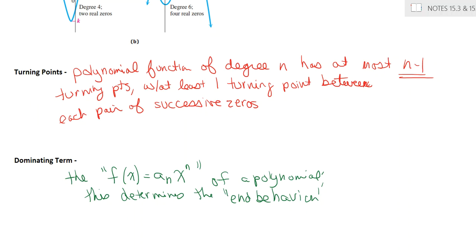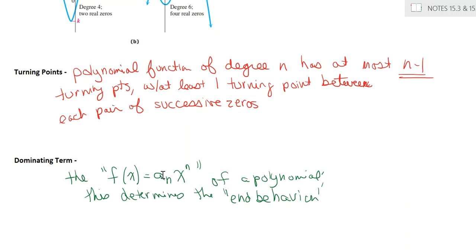So basically what that means is whatever the degree of the polynomial is, if you subtract 1, that's at most how many turning points it could have, with at least one of the turning points between each pair of successive zeros. And I'll explain that second part in just a second. The dominating term is the other definition, and that's defined as the function f(x) equals a sub n x to the nth power of a polynomial. This determines the end behavior.